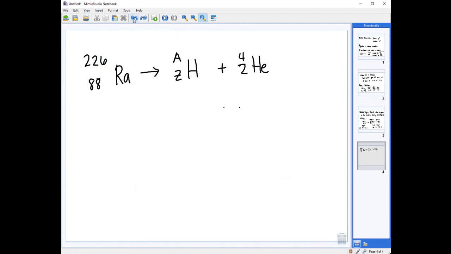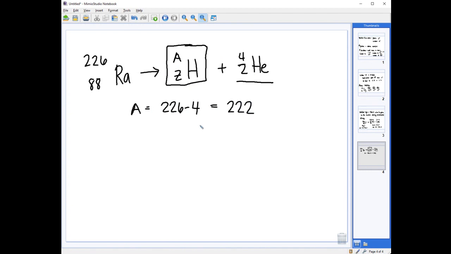And what you're going to see is what you start with, which is your radium-226. It decays by alpha emission, which means it's going to release that helium. And we have to figure out what this element is, and we're going to do that by subtracting. So in order to get my A, I'm going to say 226 minus 4, which is going to give me 222. And in order to get my Z, I'm going to say 88 minus 2, which gives me 86.